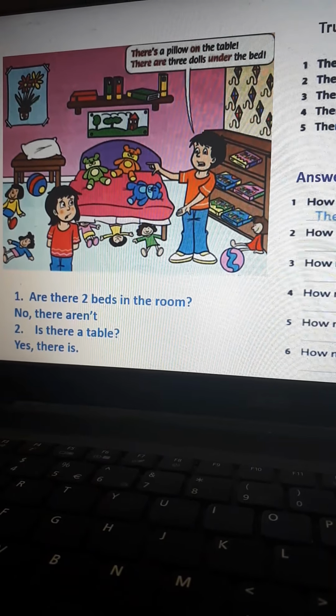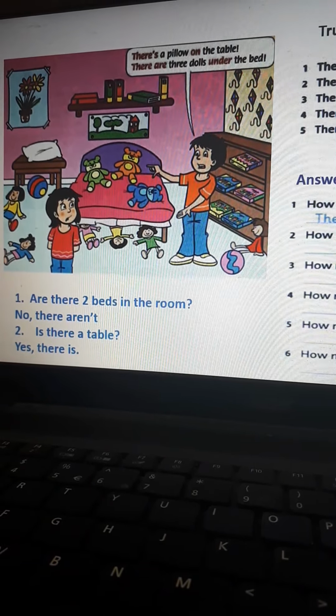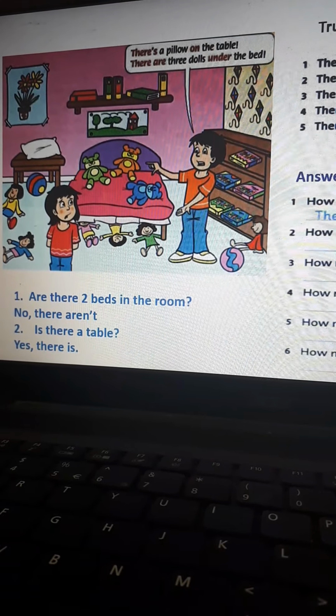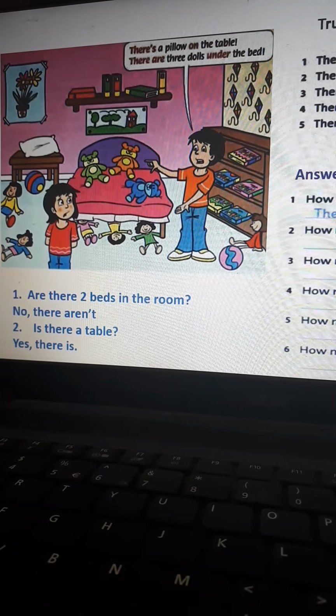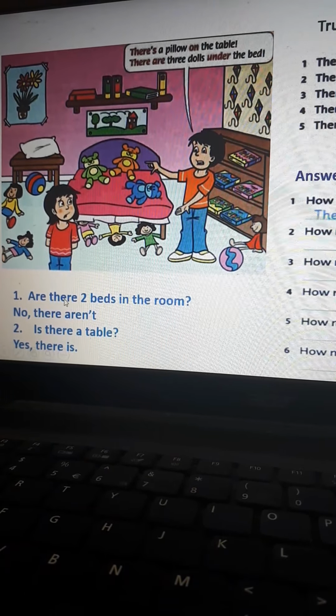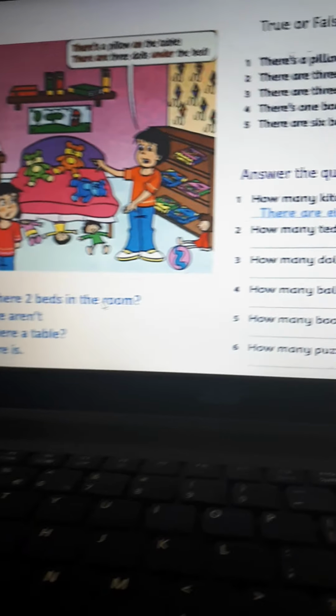The WH questions go first, okay? Or how many, or how long, etc. So the WH questions go first, and then the auxiliary, and then the complement, okay?